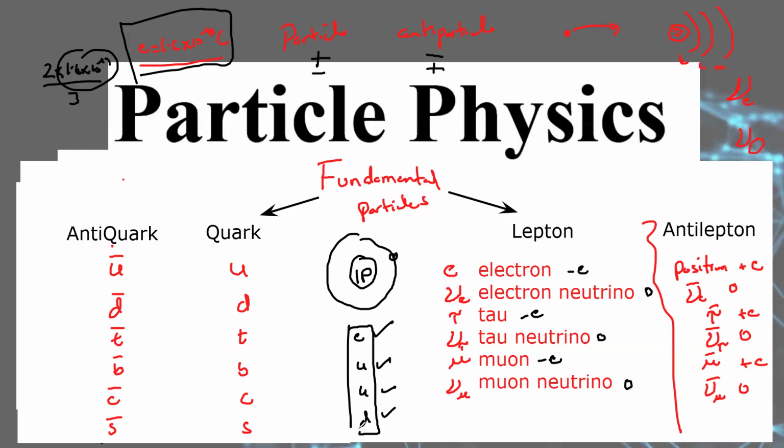up and down. But what will be the composition of antihydrogen? This is a hydrogen atom. So antihydrogen will have what? It will have positron, it will have anti-up and it will have anti-down. So for every particle, we can have an antiparticle.